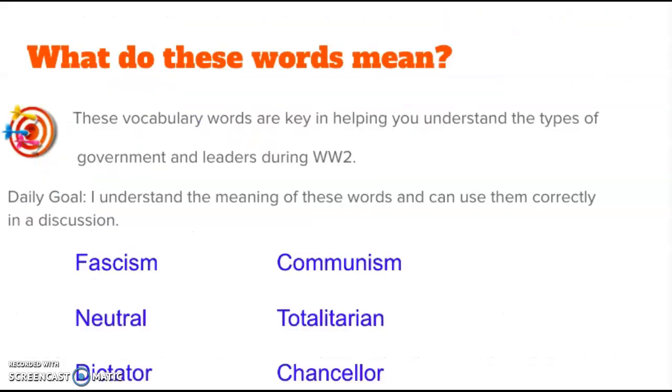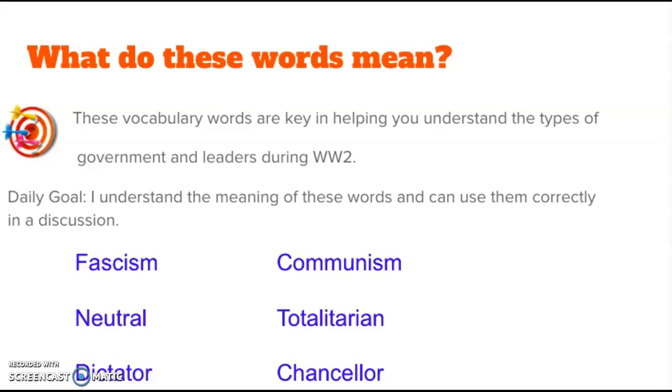The next part of what you're going to focus on today is we're going to look at 6 new words. Some of these might seem familiar. That's awesome. Some of them might seem totally new. But this is key to us understanding some major things that happened during World War II. Ultimately, by the end of the day, you should be able to at least give me a basic understanding or meaning of these words and start to work towards using them correctly when you're having a conversation with somebody.